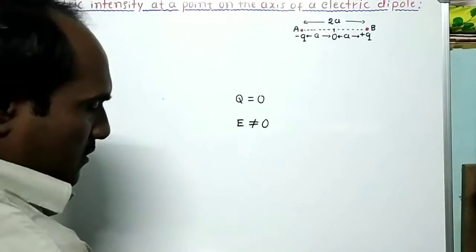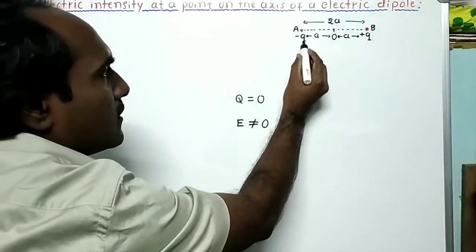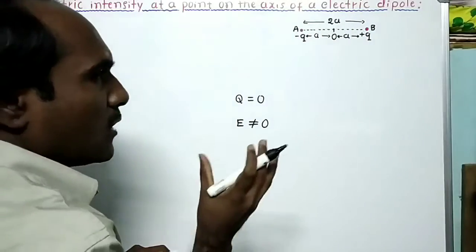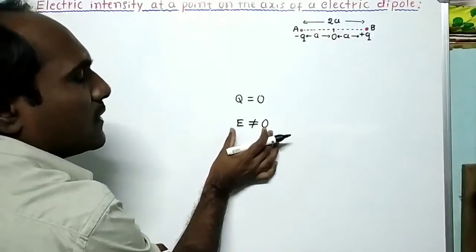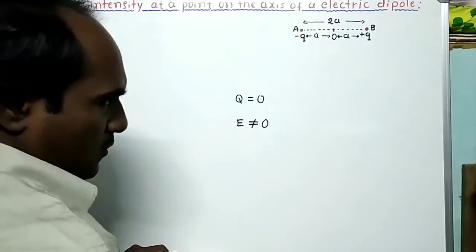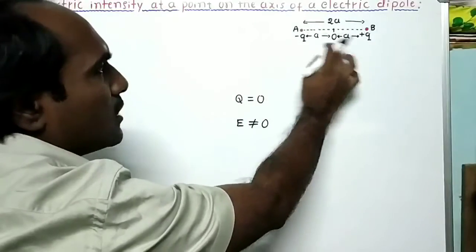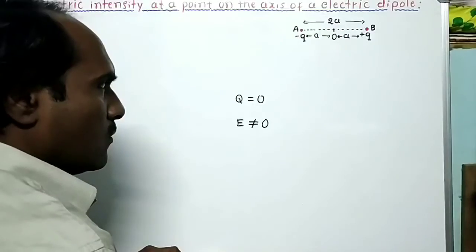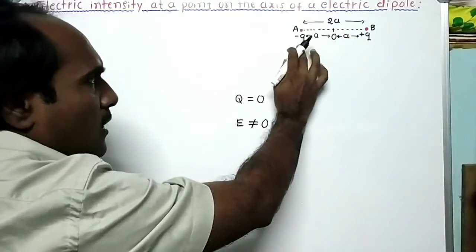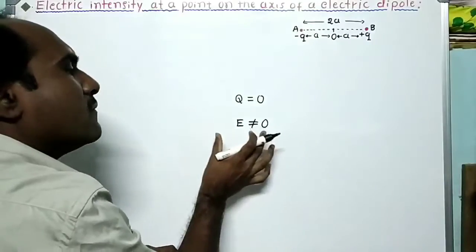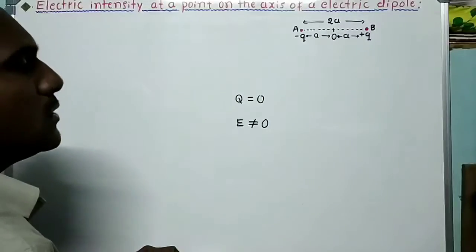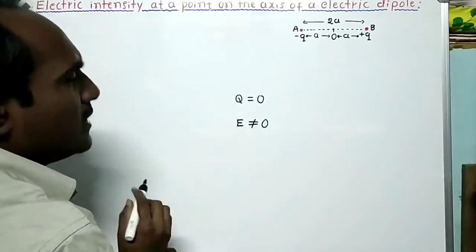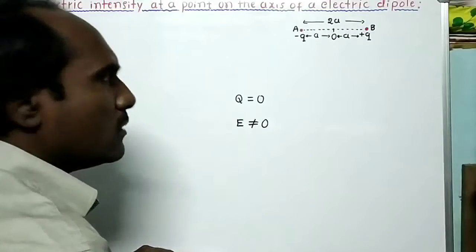Why is it like this? Because in between plus q and minus q, there is a small distance. Because of that distance, the electric field of the electric dipole is not equal to 0. But if these two equal and opposite charges are brought in contact, then the electric field will become 0. But here there is a small distance between minus q and plus q. That's why the electric field of the electric dipole is not equal to 0, but the total charge of the electric dipole is 0. This is a very important point that you should remember.